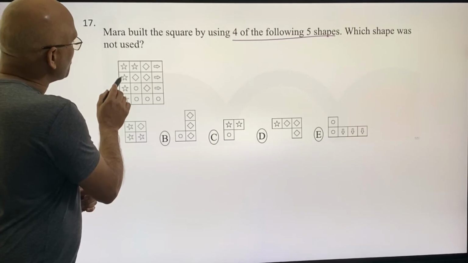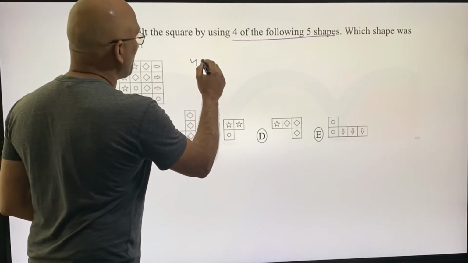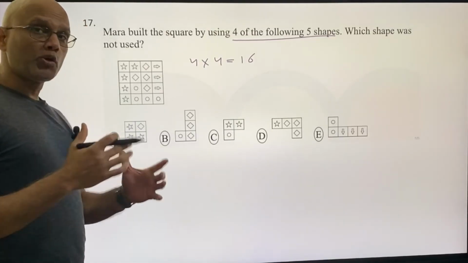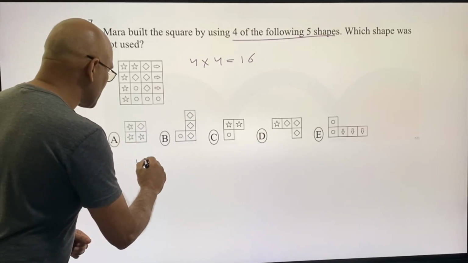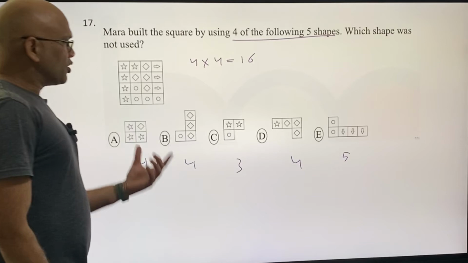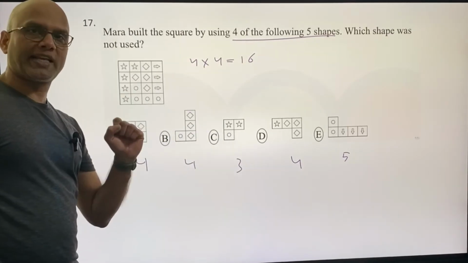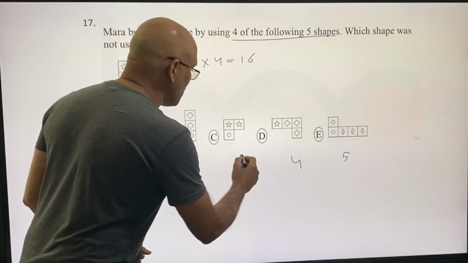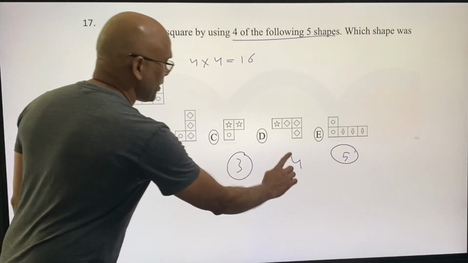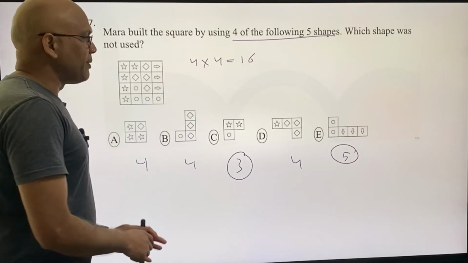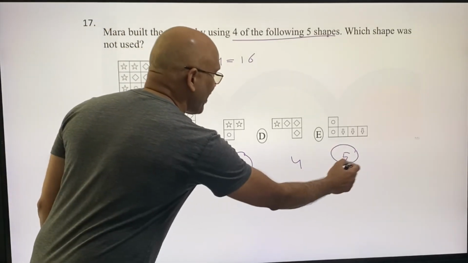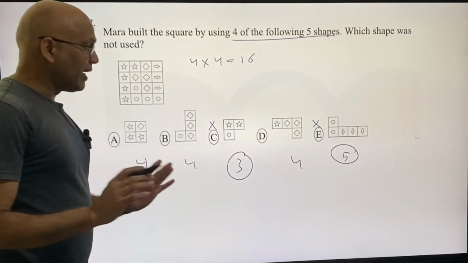Note that there are 4 times 4, so a total of 16 smaller squares that need to be used. But if you see here, there are 4 squares here, again 4 squares here, 3 here, 4 here, and 5 here, right? So we need to add 4 of these numbers to get to 16. Then you realize that we must include 3 and 5, because if I do not include 3, then 4 plus 4 plus 4 plus 5 cannot get me to 16. Similarly, if I exclude 5, 4 plus 4 plus 3 plus 4 cannot get me to 16. So this 3 and 5 must be included. So this cannot be the choice.